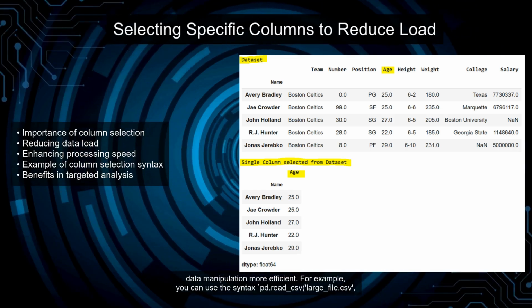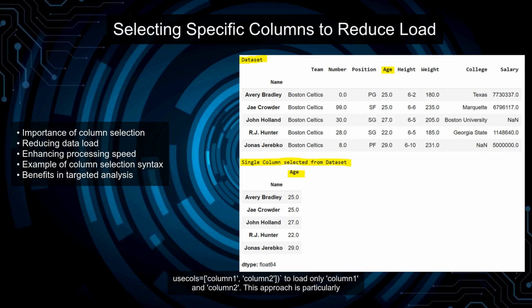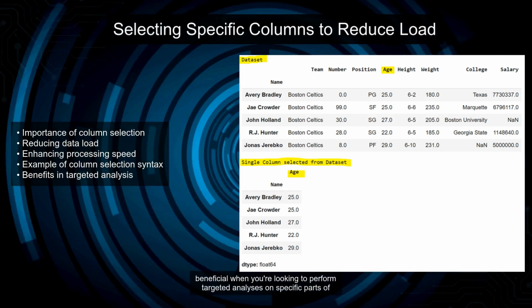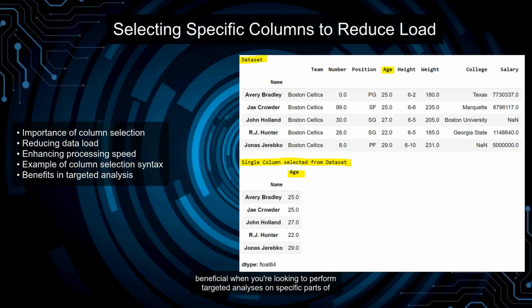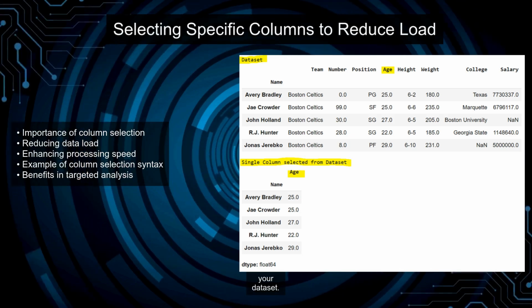For example, you can use the syntax pd.read_csv('large_file.csv', usecols=['column1', 'column2']) to load only column 1 and column 2. This approach is particularly beneficial when you're looking to perform targeted analyses on specific parts of your dataset.